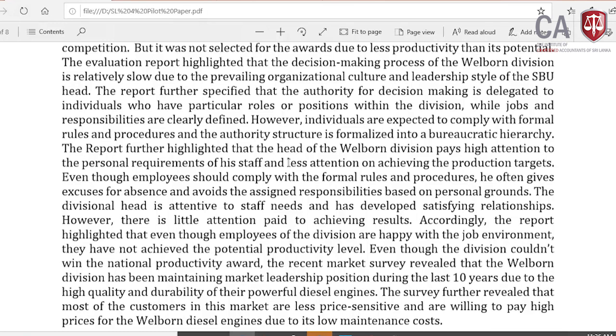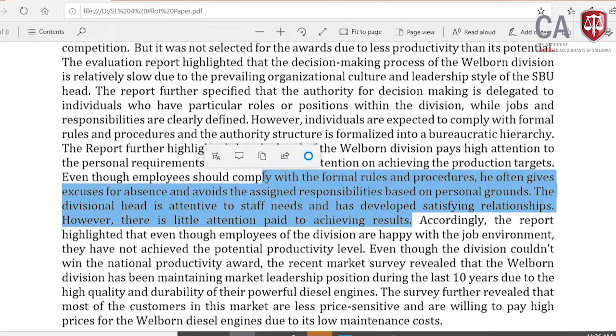The divisional head is attentive to staff needs and has developed a satisfying relationship. However, there is little attention paid to achieving results. More employee-oriented leadership style. Task orientation is completely ignored. Right? Little attention is actually given, not focusing on the task given. They are only focused on the employee requirement, employee-oriented. But you have to think about matching this with the Blake and Mouton managerial grid here. So later we will look at the theory part.